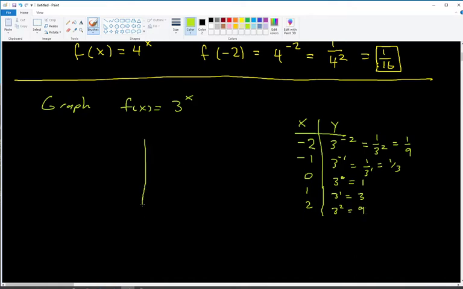So on our graph, we have x values -2, -1, 0, 1, and 2. And the y values are going to start out at a 9th and go all the way up to 9. So we get 1, 2, 3, 4, 5, 6, 7, 8, 9. When our graph is at -2, we're at a 9th. When our graph is at -1, we're at a third. Then we're at 1. Then we're at 3. Then we're up here at 9. And our exponential function will connect through these.